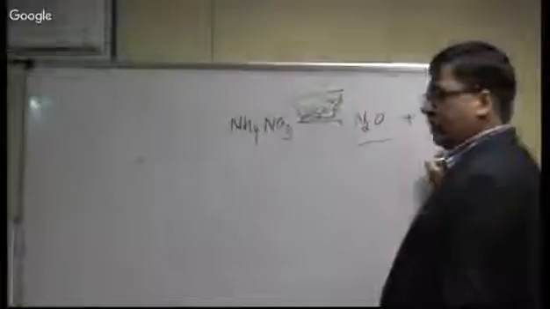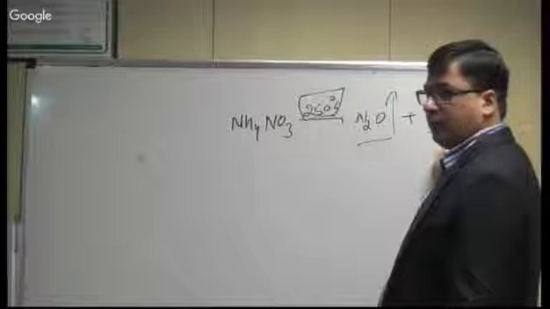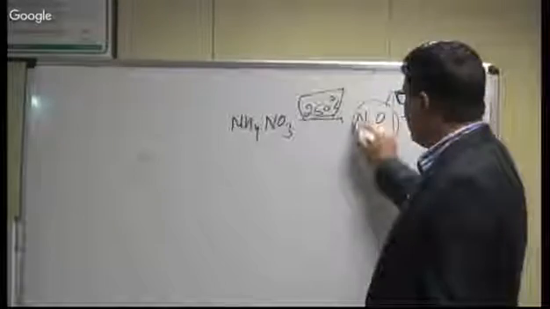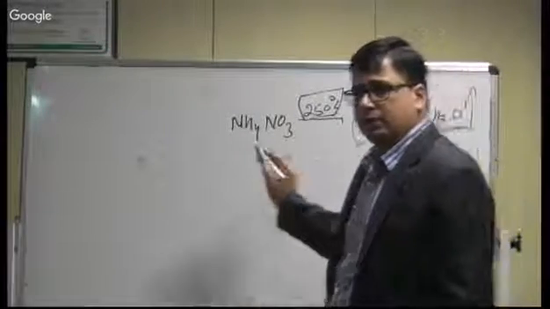So at 250 this is in the vapor form. So both are in the vapor form. They will not combine with each other. We can separate out N2O. Clear? So this is a very good method to prepare nitrous oxide from ammonium nitrate.